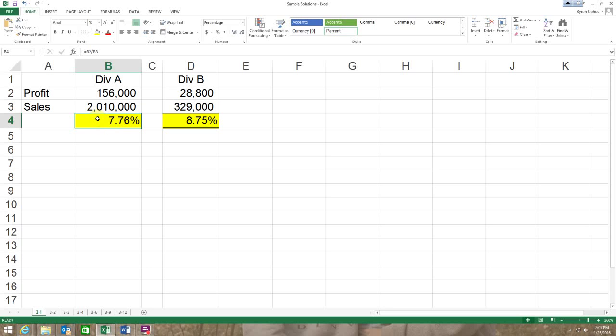And then simply remember, return on sales is profit divided by sales. So this would simply be equal to, and I can hit my equal sign. That's all you have to do to start an equation.